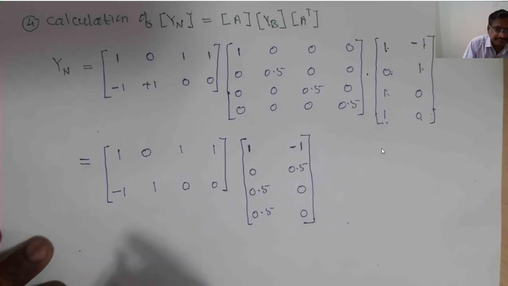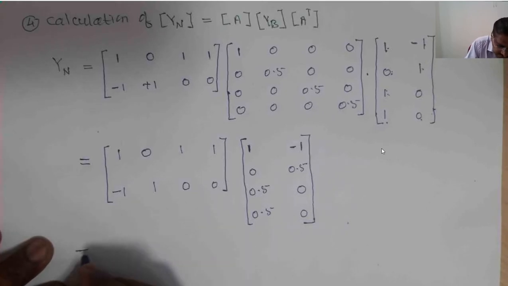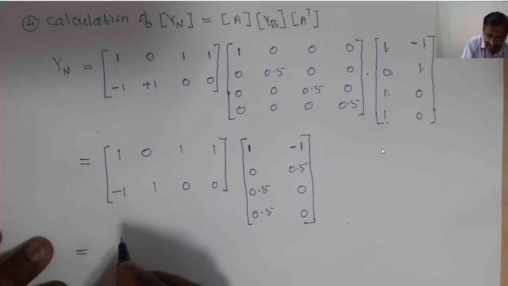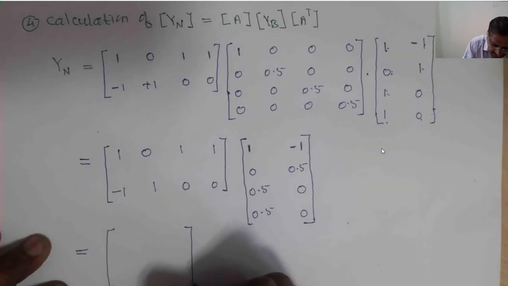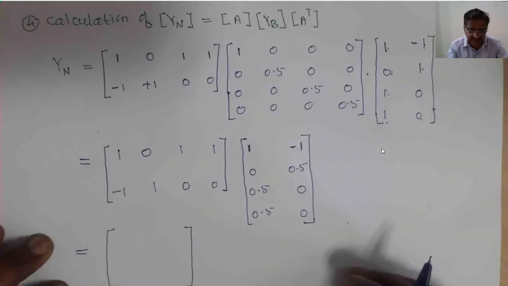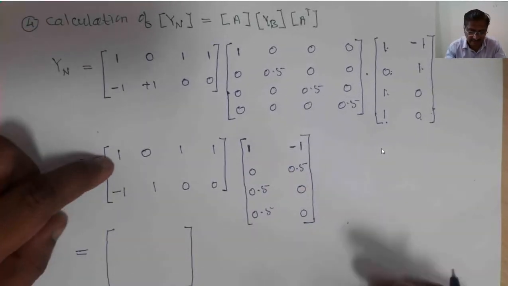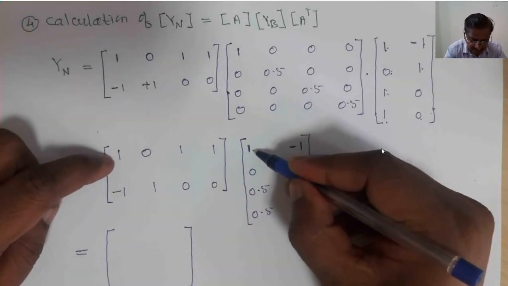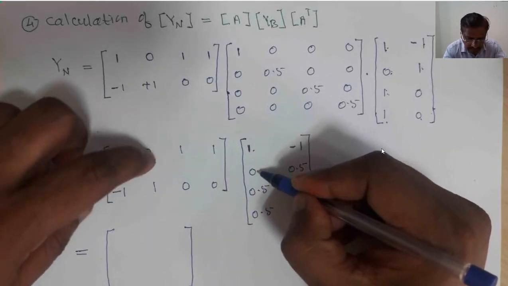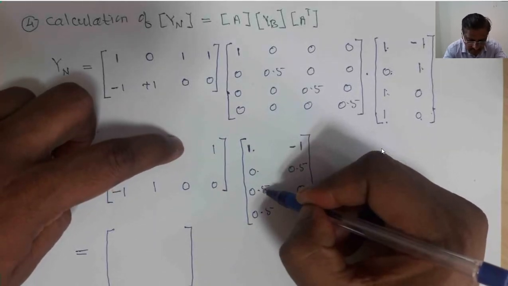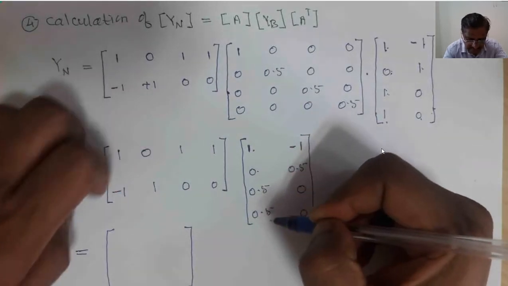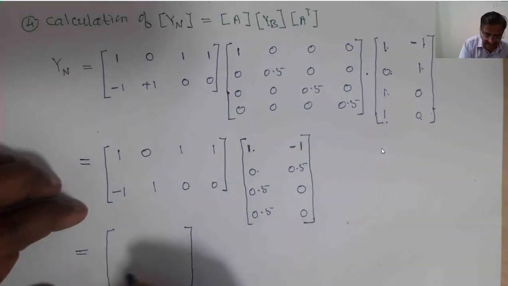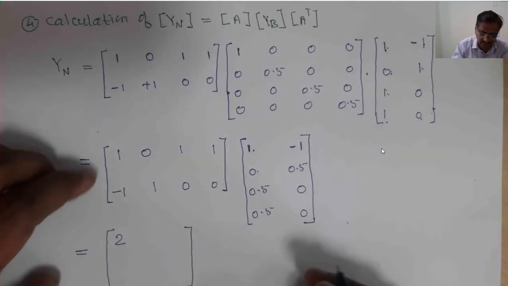Now we are in a position to find out the multiplication of the two matrices. In this case, if we are finding the multiplication of these two matrices, its multiplication will be something like this. This is 1 into 1 is 1 plus 0 plus 0.5 and plus 0.5. Means this is 1 plus 0.5 plus 0.5, which is 2. Means its entry will be 2.